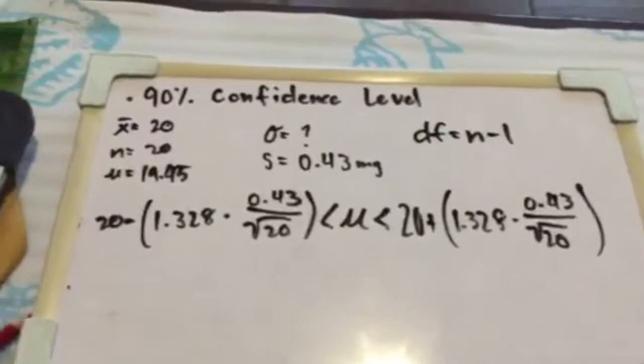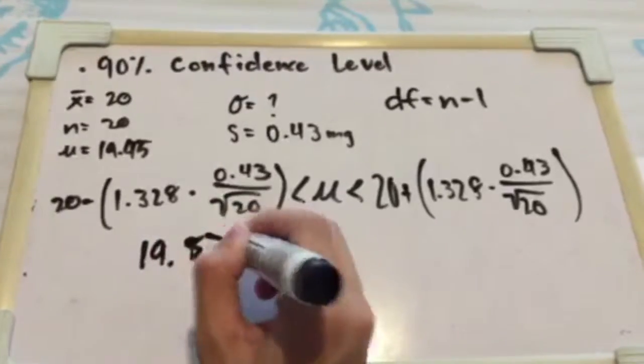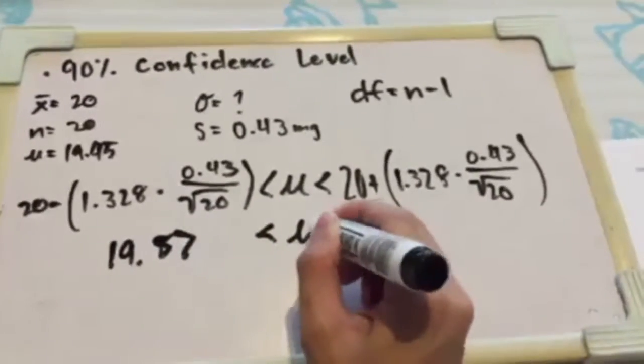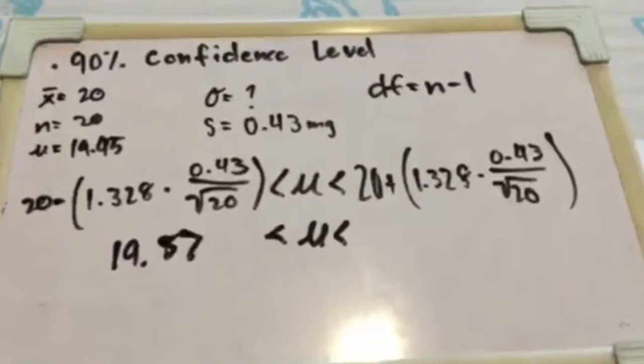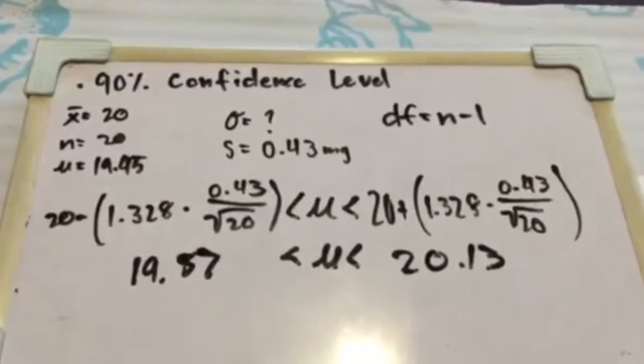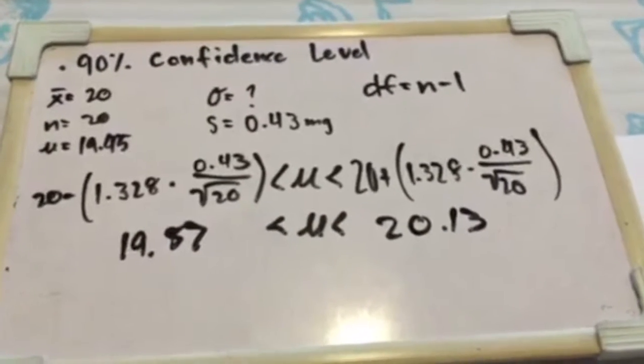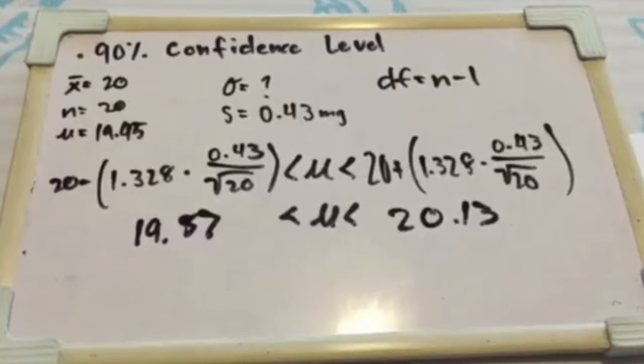So the answer for this is 19.87, and the answer for the other one is 20.13. That is the answer for the interval estimation of our given example.